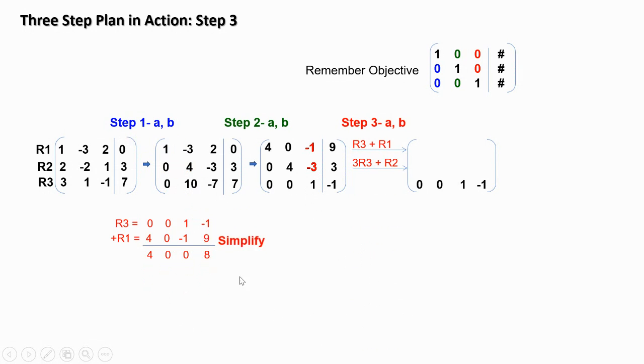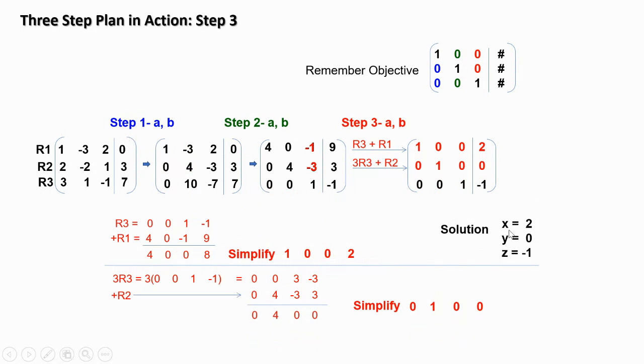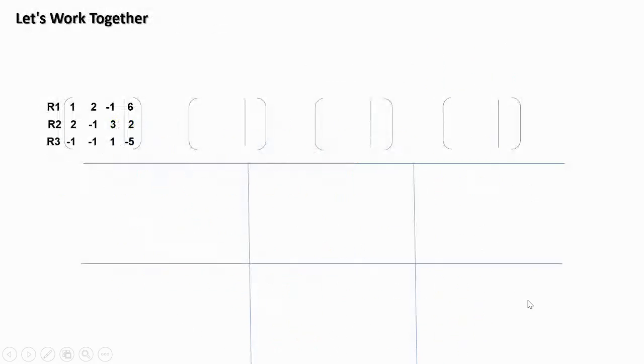Simplify, because everything can be divided by 4. So we get 1, 0, 0, 2. That's my row number 1. And then we're going to do the work for 3 times row 3 plus row 2. You guys can follow it because I'm running out of time. And simplify it, this will be equation number 2, or row number 2. So what's my solution? X equals 2, y equals 0, and z equals negative 1.